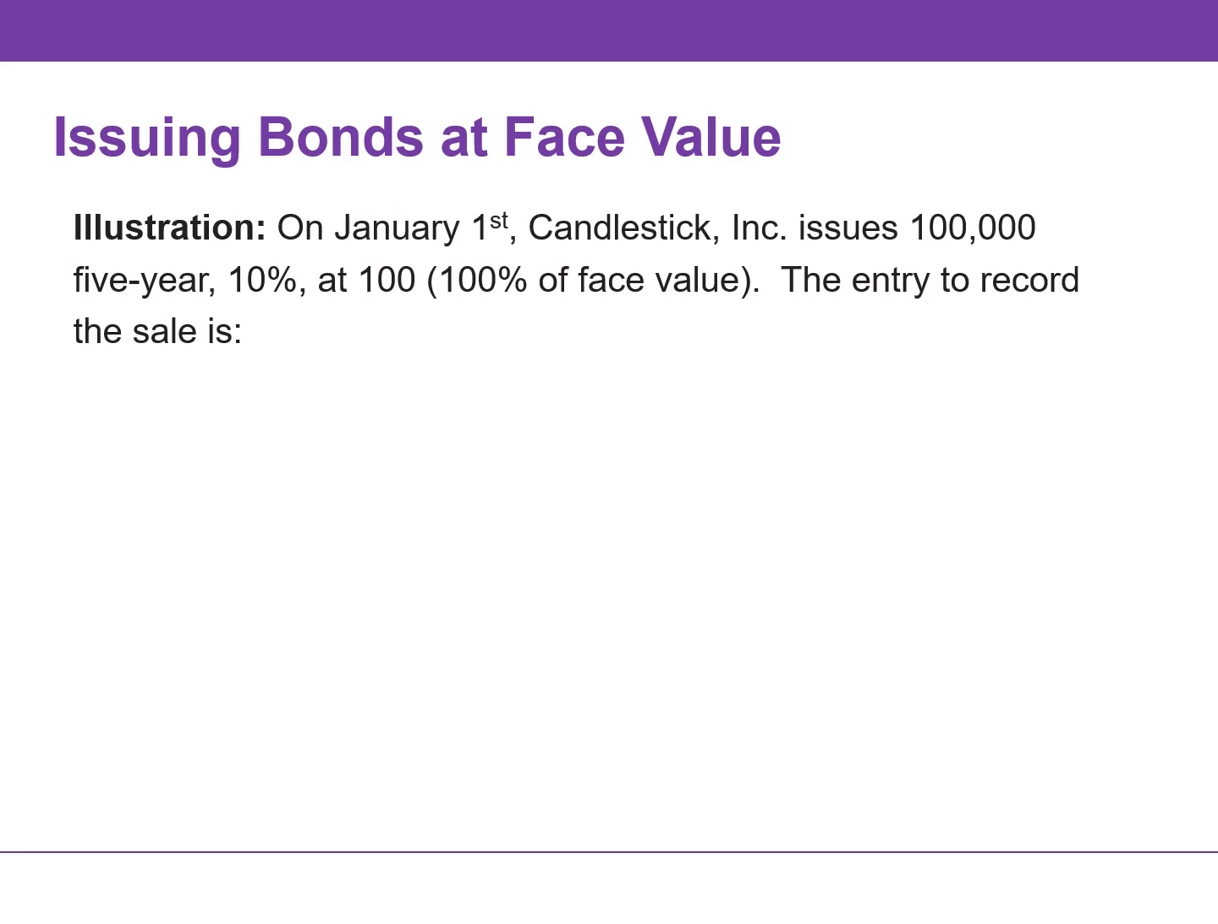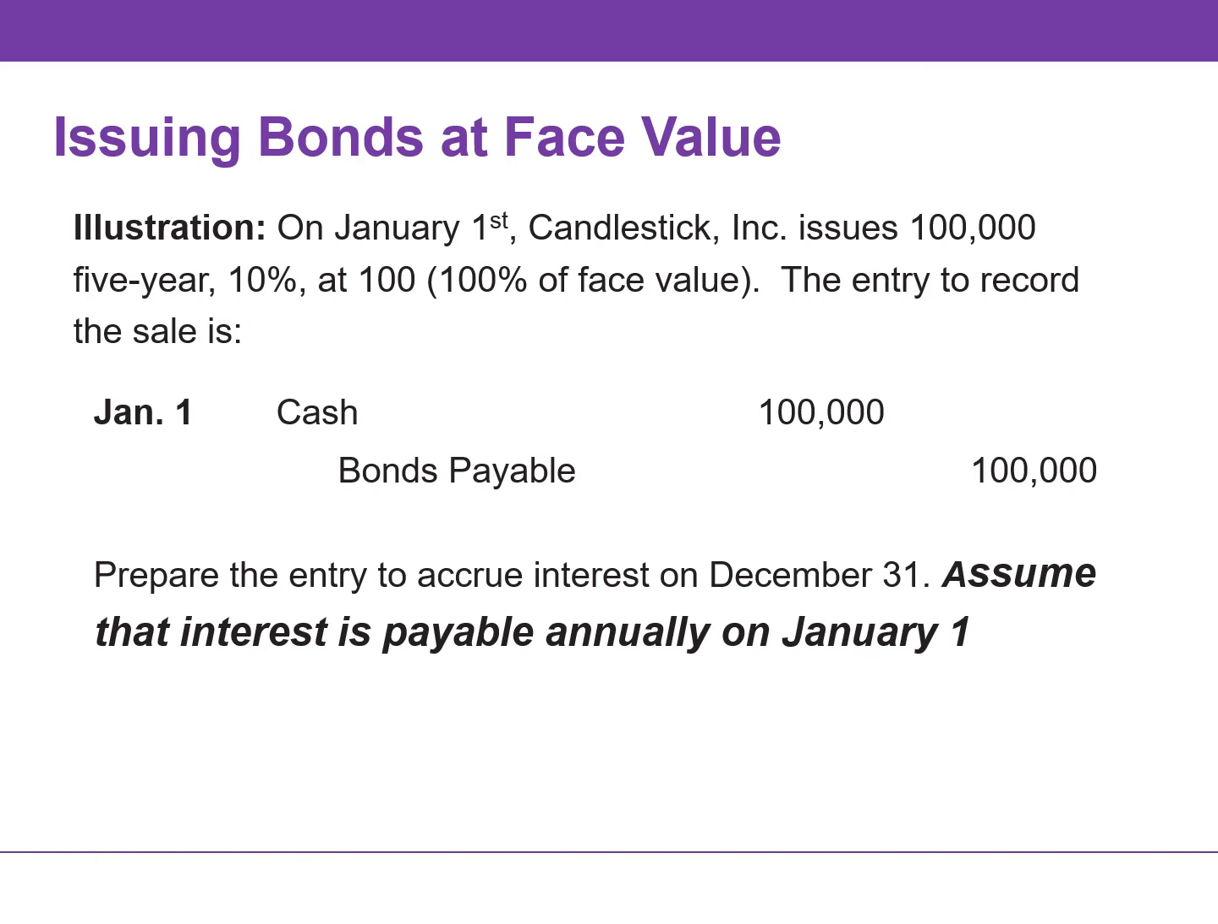To illustrate the accounting for bonds issued at face value, let's assume this company issues $100,000 of 5-year 10% bonds on January 1st. The entry to record the sale is a debit to cash for $100,000 and a credit to bonds payable for the same amount. Bonds payable is reported in the long-term liabilities section of the balance sheet because the maturity date is more than 1 year away. Over the life of bonds, companies make entries to record interest.